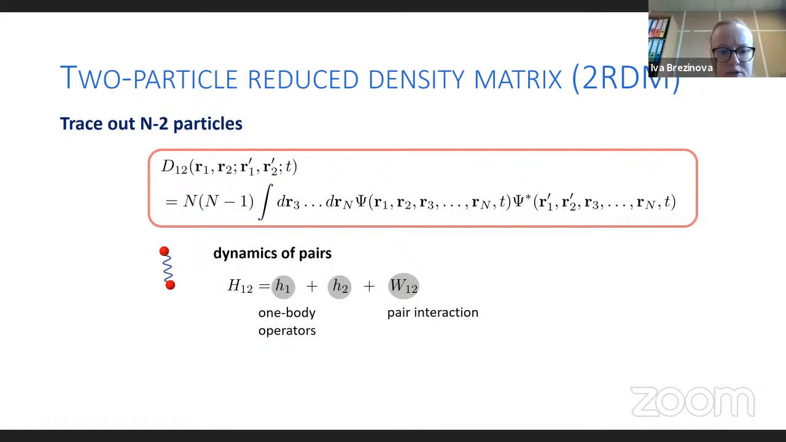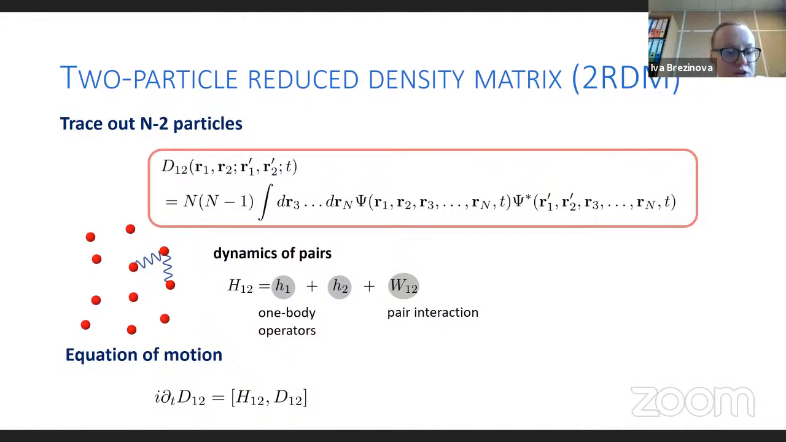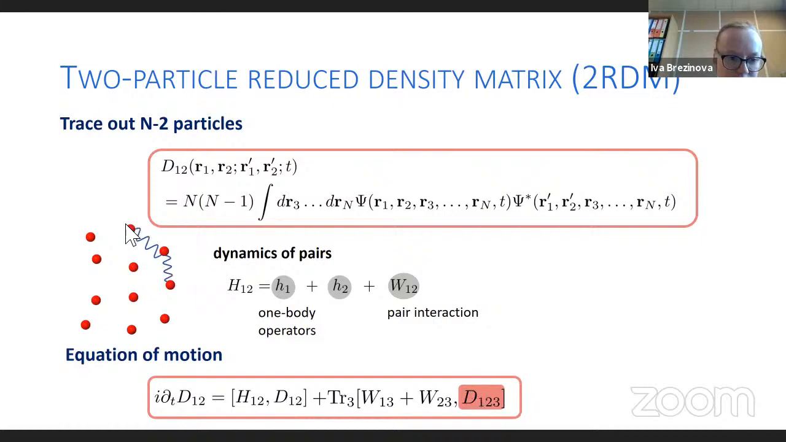So the two-particle Hamiltonian consists of two one-body operators, naturally, and the pair interaction. And if we would have just this pair, then the equation of motion would be just the von Neumann equation, which is given by this formula here. But of course, we want to go beyond just two electrons. So let's say we have a quite large number of electrons. And of course, each pair interacts with its environment. So this electron interacts with the other one and any other electron. And by this construction already, you see that if we want to now describe the dynamics of the two-particle reduced density matrix, something is missing here in this equation of motion. And this something is the three-particle reduced density matrix, because from this construction, we can already see that three-particle correlations are important for the dynamics of pairs. So this is the part that has been missing before. As such, this is still an exact equation of motion.